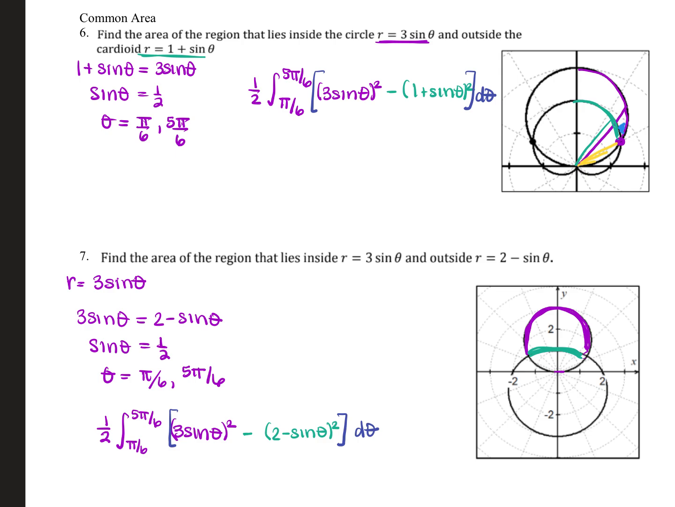So you're going to go from pi over 6 where they intersect, all the way to 5 pi over 6, and just big radius minus little radius. Big radius squared minus little radius squared. Same thing like top minus bottom, except we're going to have bigger curve and inside curve. You could have also gone from pi over 6 to pi over 2 and used symmetry and multiplied it by 2.